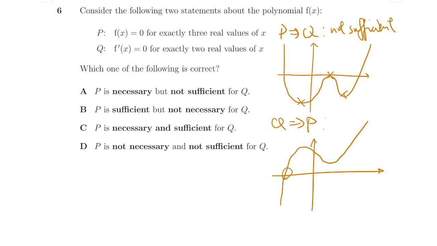So P is not necessary for Q. All right, makes sense? So not necessary and not sufficient. So the final answer would be D.